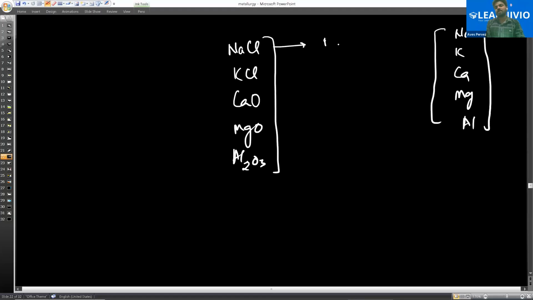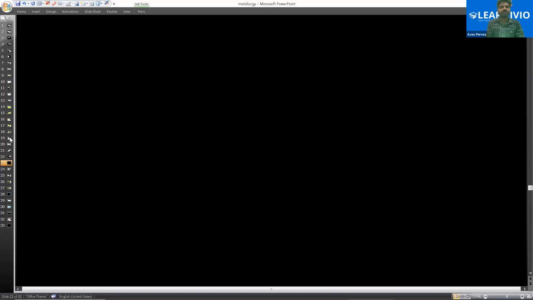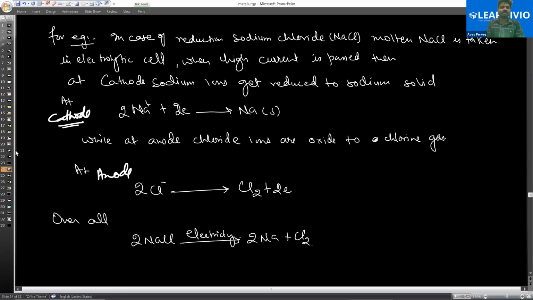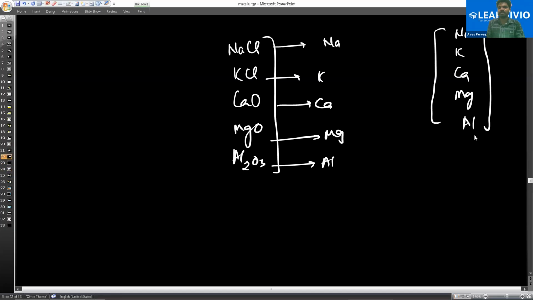So these metals are found in their compound forms, and we want to get the pure metal. We want to get Na, potassium, calcium, magnesium, aluminum. So we do electrolytic reduction. Okay. For other metals, which are below aluminum, we use different methods, like reduction with carbon and simple roasting, which we studied in the previous classes.